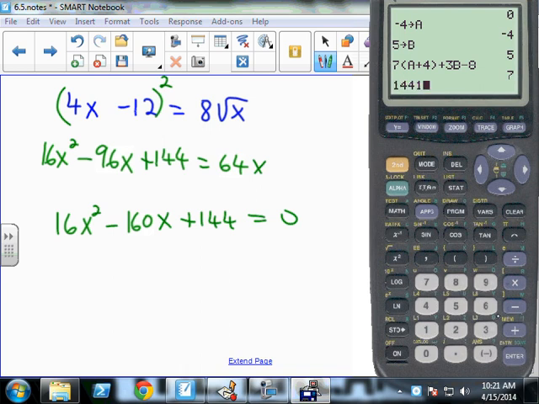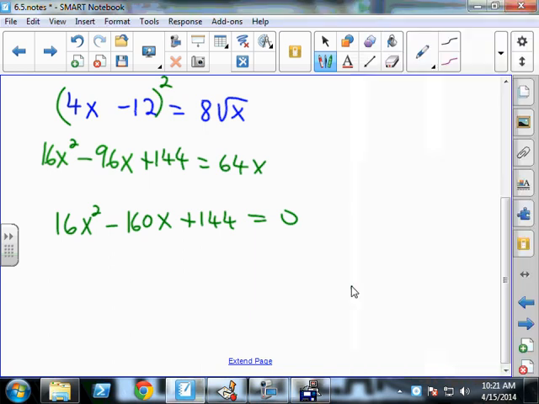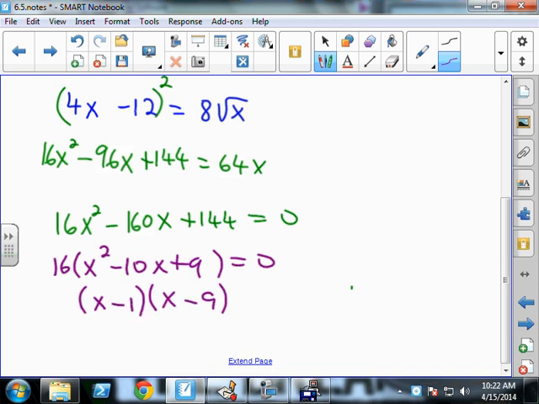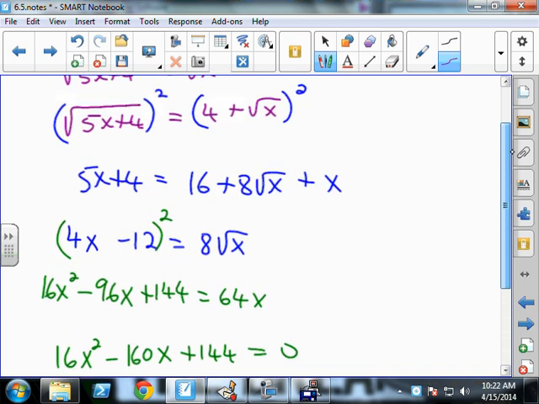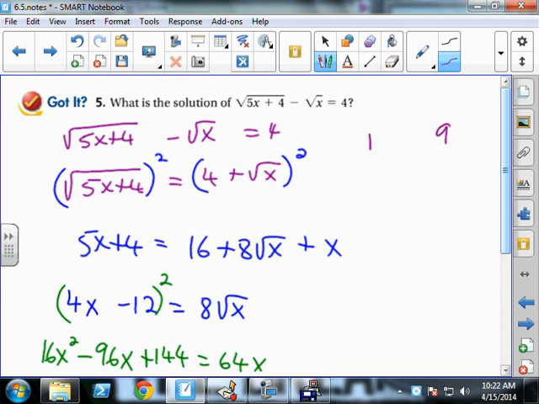144, is that divisible by 16? I said, is 144 divisible by 16? 9, okay. So I could factor a 16 out of this. So this is 16 times x squared minus 10x plus 9 equals 0. So I get 1 and 9 as my would-be solutions. I think 1 and 9 work.